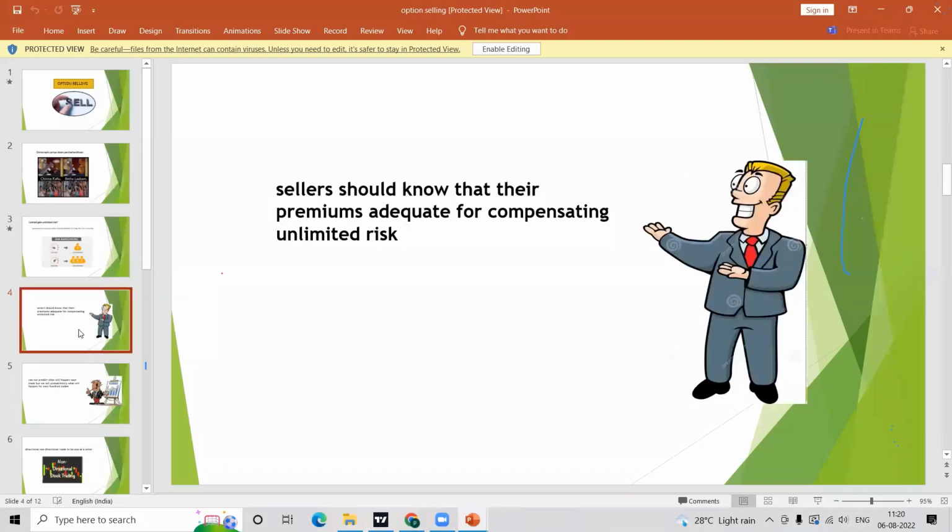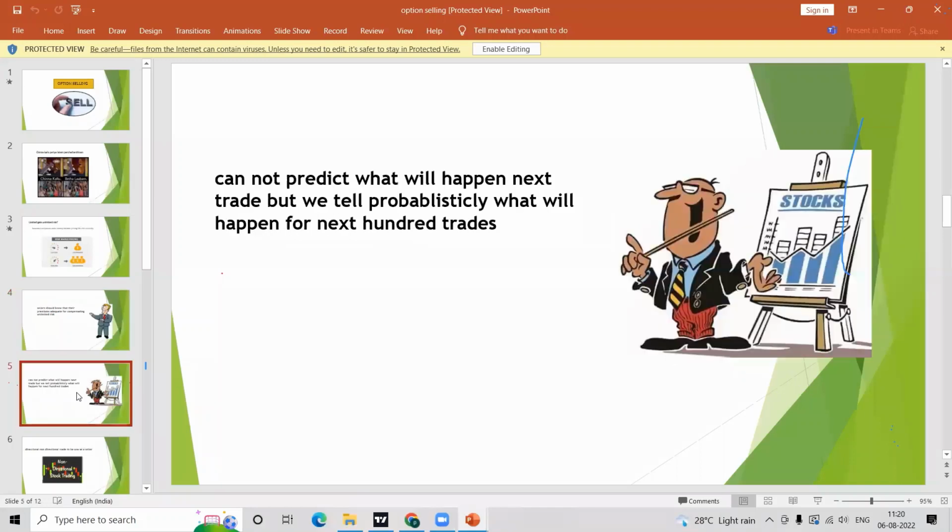But if we go to the insurance shop, they ask for some premium, right? They say, I'm going to write insurance for your vehicle, but you have to pay 1,000 rupees every month. This is the premium. But they have their own quantitative models to arrive at the figure. In the same way, option sellers should know whether the premium is enough to compensate for taking the risk.